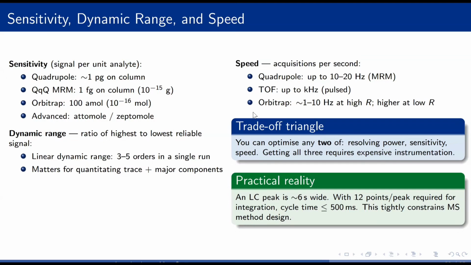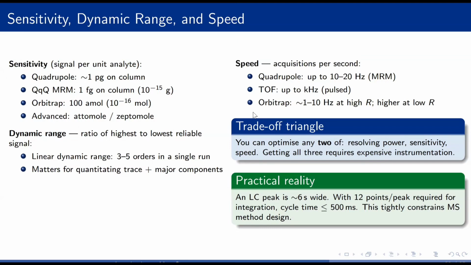Dynamic range is the ratio between the largest single signal you can measure and the smallest. A typical MS run gives 3 to 5 orders of magnitude of linear range. That matters for problems where you have a major component and trace components to quantify in the same sample. Say a pharmaceutical impurity profile where the active ingredient is 99%, but the impurities are at 0.1%.